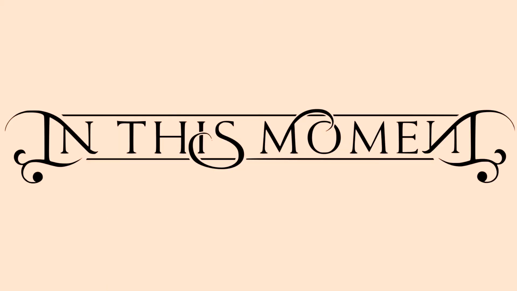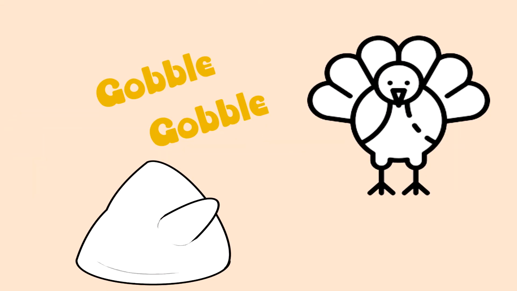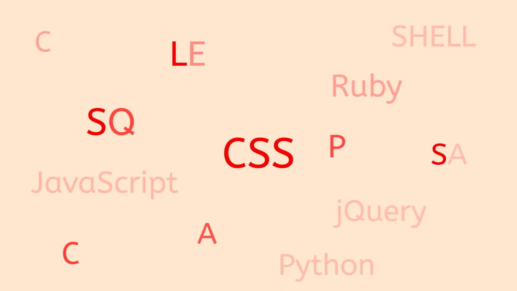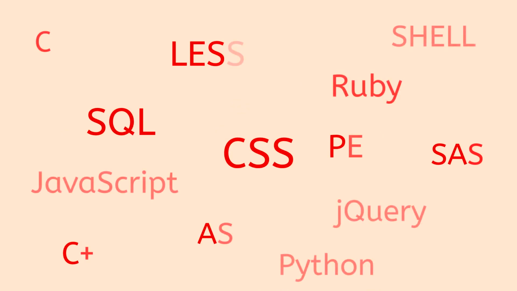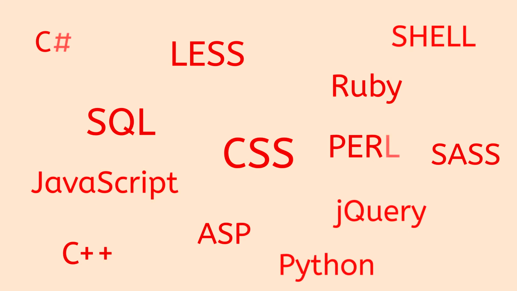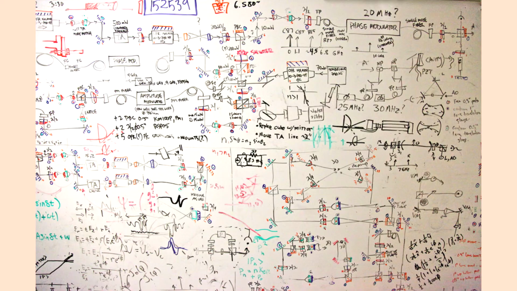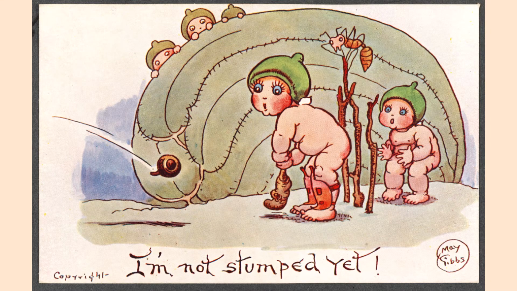Finally, the moment has arrived. Let's talk turkey. HTML is but one of the many programming languages out there that mesh together when creating a website. We also got CSS, SQL, Ruby, JavaScript, jQuery, Less, Sass, C++, ASP, Python, Shell, Perl, C#. I think you get the picture. Some are more complex than others. Undeterred, we will rise to the occasion and come out as coding masters.